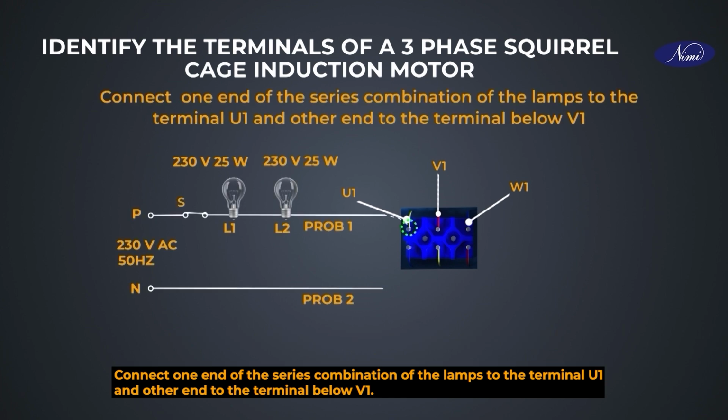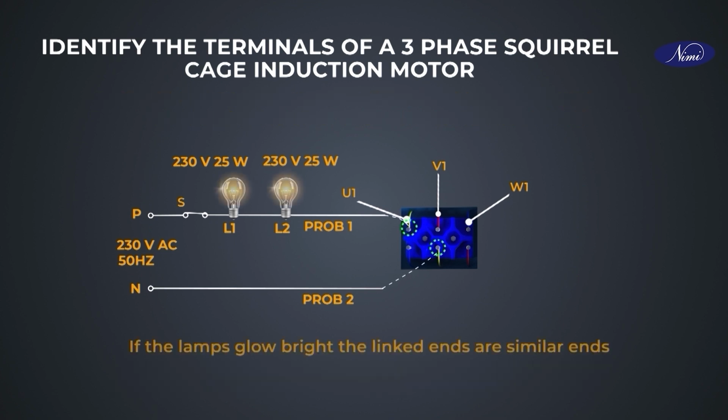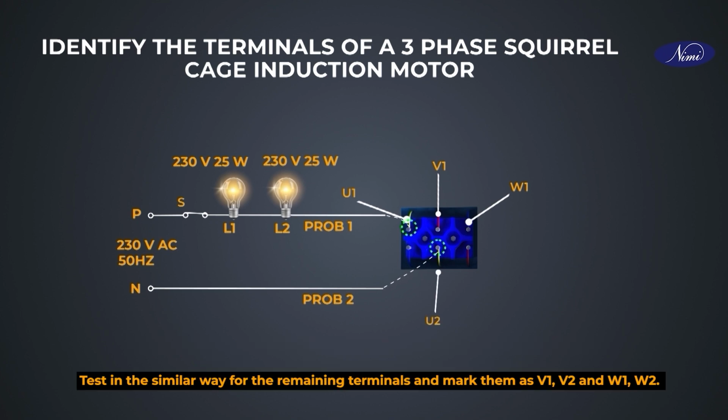Connect one end of the series combination of the lamps to the terminal U1 and other end to the terminal below V1. If the lamp glows bright, the linked ends are similar ends. The similar ends are named as U1 and U2. Test in the similar way for the remaining terminals and mark them as V1, V2 and W1, W2.